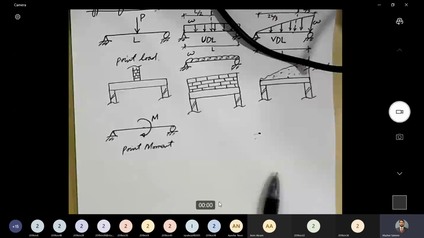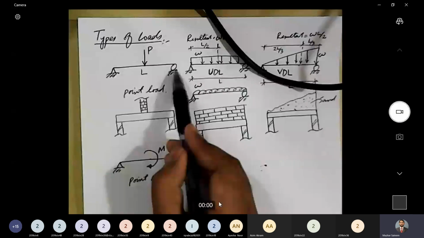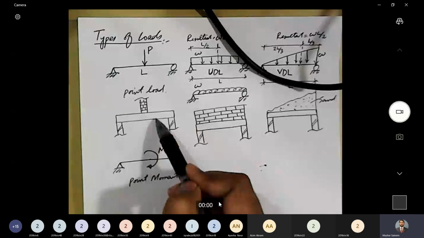One basic definition is about the longitudinal axis, but I think I have already discussed that. The longitudinal axis runs along the length of the member, and it passes through the centroid of the cross section. When we draw a free body diagram of any member, we basically draw the longitudinal axis. For example, I have shown the beam with this line here. So this line is basically the longitudinal axis of this beam.